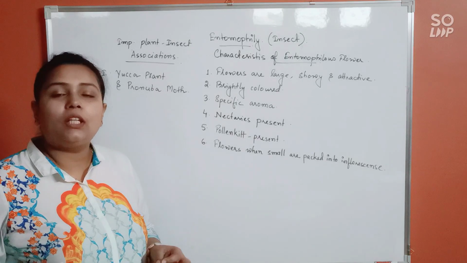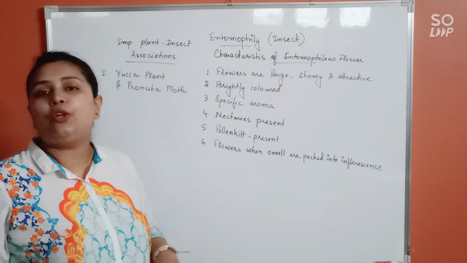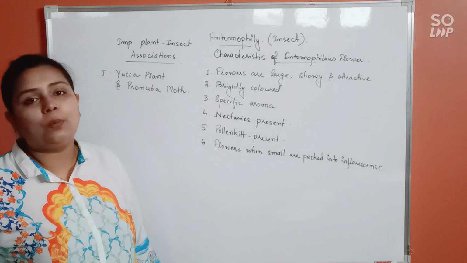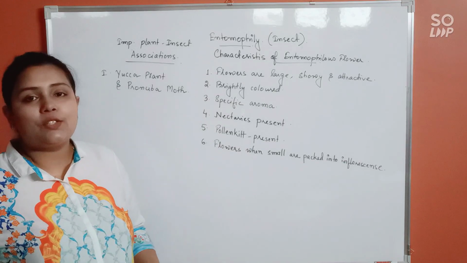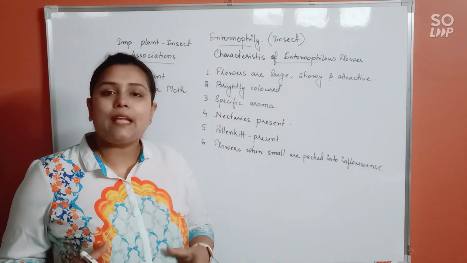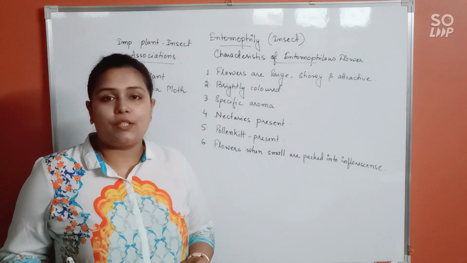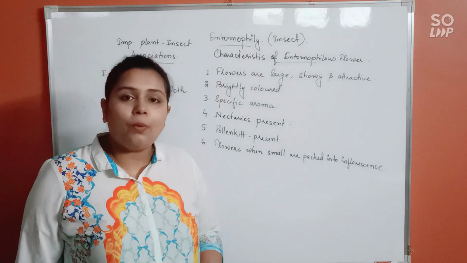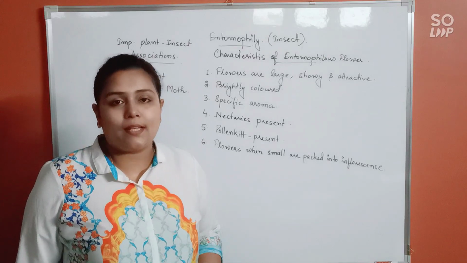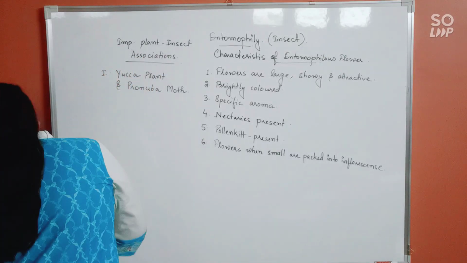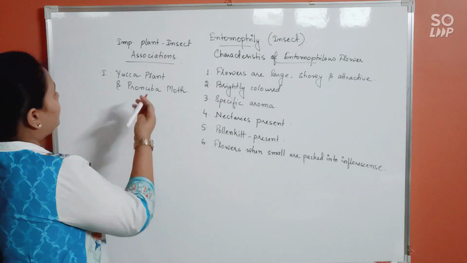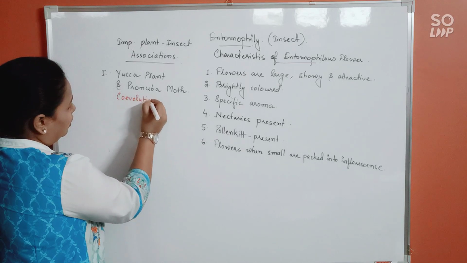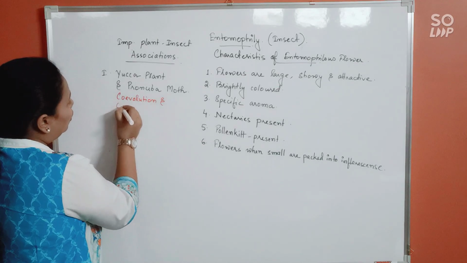The Pranuba moth cannot lay its eggs without the yucca plant, and the yucca plant cannot get pollinated without the Pranuba moth. Fine? So that's why they are an example of co-extinction as well. That means if one goes extinct, the other one, being so much dependent, will also go extinct. Okay? So that's why it's a very important association. It's an example of co-evolution and co-extinction.